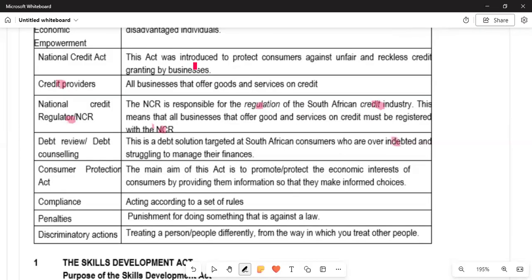Then the Consumer Protection Act. The main aim of this act is to promote and protect the interests of consumers by providing them with information so that they are informed in their choices. So that is very important. The act makes sure that consumers are protected.